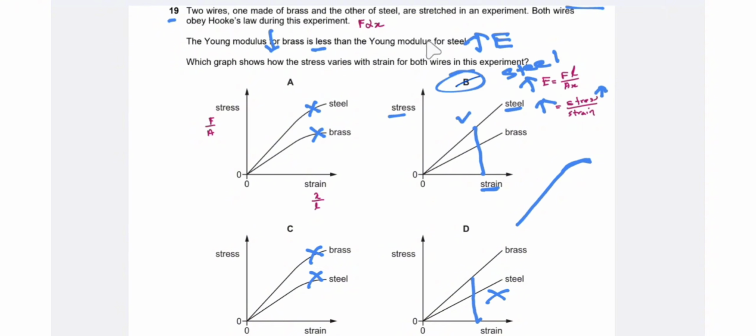Since the Young modulus of steel is more, for a given value of strain, the stress value is more. So suppose for a given value of strain, that is either this point or this point, suppose at this point, the stress is more for steel. So for steel, the stress is more, so Young modulus is more, and the answer is B.